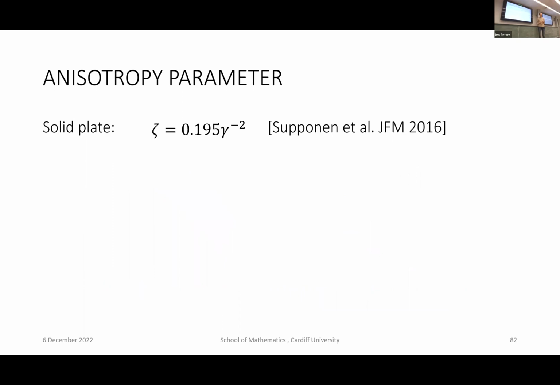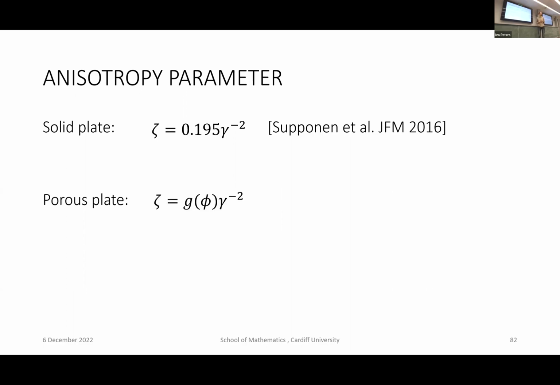And so to do that, we're going to go back to this anisotropy parameter that I introduced. Because we know if we can say something about the anisotropy parameter, we can say something about the bubble behavior during the collapse. So this is the solution for a solid plate. The anisotropy parameter is 0.195 times gamma to the power minus 2. And this gamma is the standoff distance, the distance normalized by the maximum bubble size. So this is a very nice and simple solution.